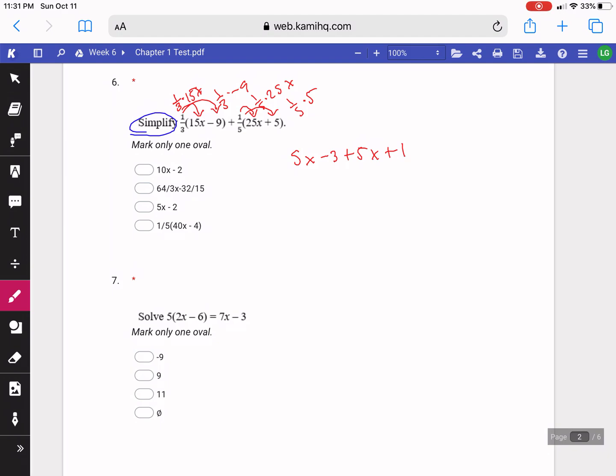Now you can combine like terms. So we have 5x plus 5x, and then -3 plus 1. 5x and 5x is 10x, and -3 plus 1 is -2.